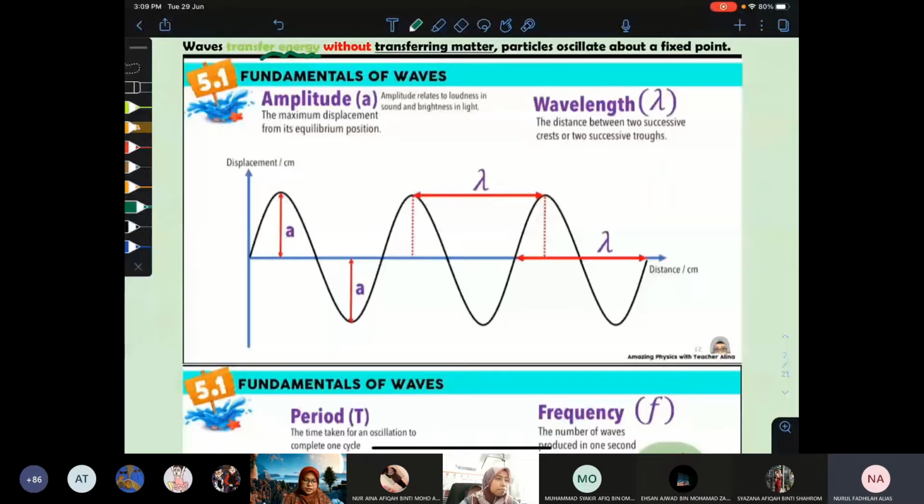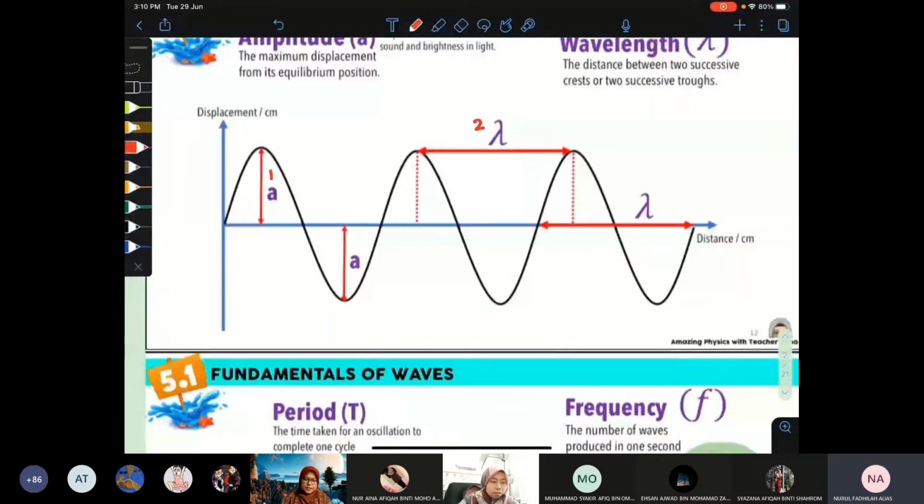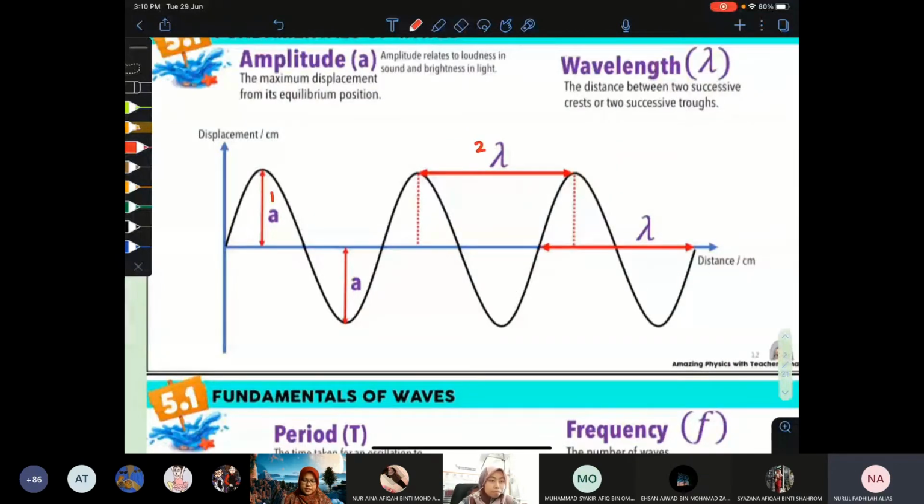So first you need to know, let's just recall about amplitude. What is amplitude actually? If anyone can answer me, which level shows an amplitude? Level 1, level 2. Level number 1, yes, A, right? So amplitude, you must make sure you know where to measure amplitude. You measure amplitude from the origin.